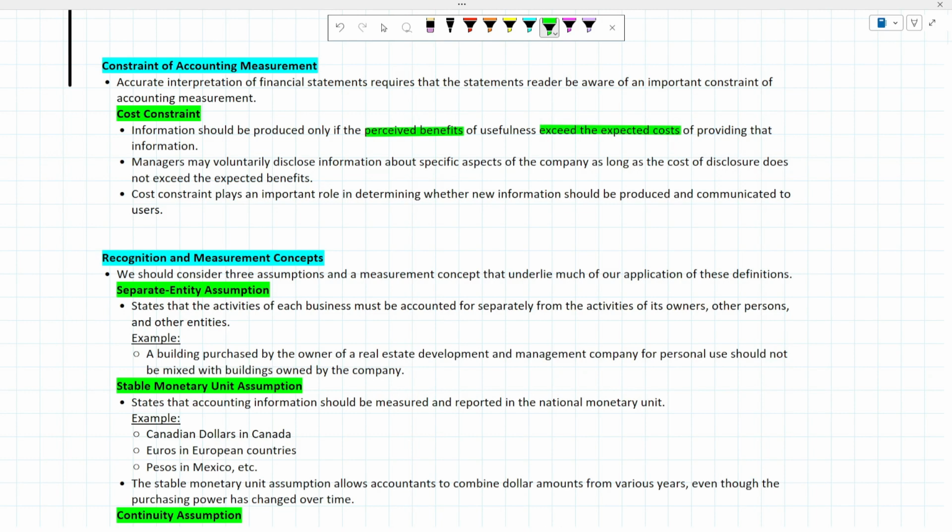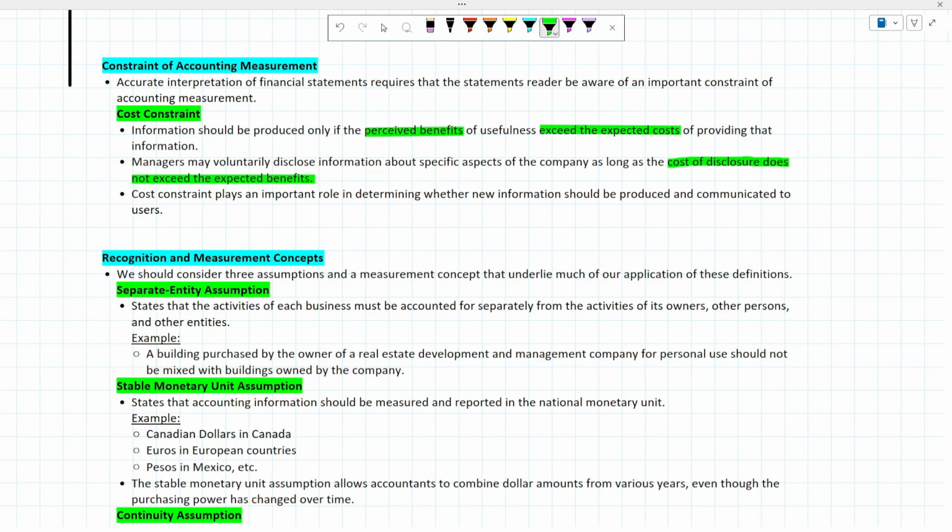Managers may voluntarily disclose information about a specific aspect of the company as long as the cost of disclosure does not exceed the expected benefits. So I'll highlight that again. Cost of disclosure does not exceed expected benefits. Cost constraint plays an important role in determining whether new information should be produced and communicated to users.